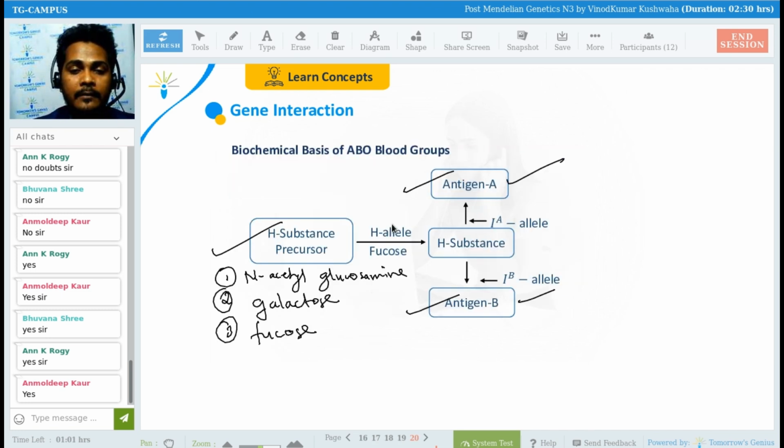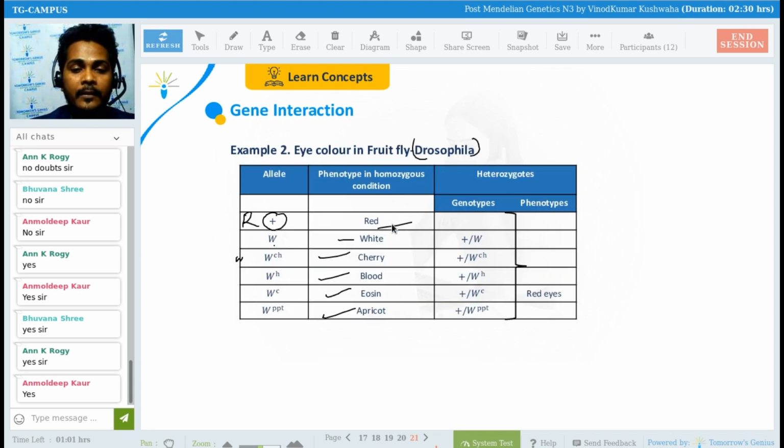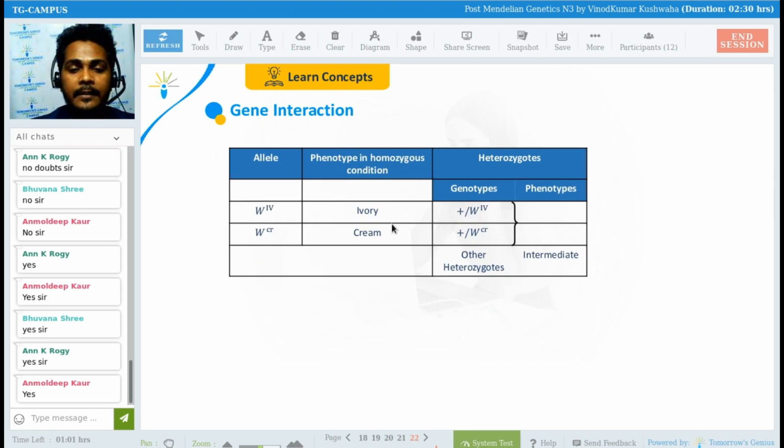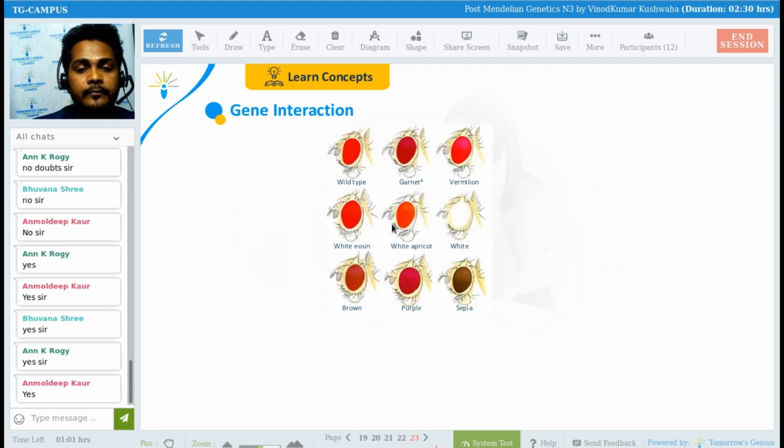So total 9 types there, right? So this is 1, 2, 3, 4, 5, 6, 7, 8. Only 8 are represented, but there is an apricot also, right? So total 9 types of important alleles, which are represented by these 15 multiple alleles. So this is the eye color in the fruit fly Drosophila melanogaster. Okay, so this is one example of multiple alleles.